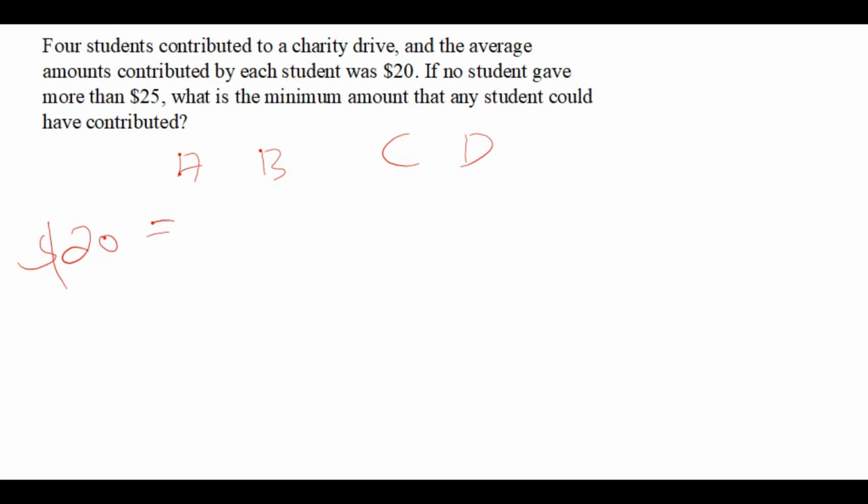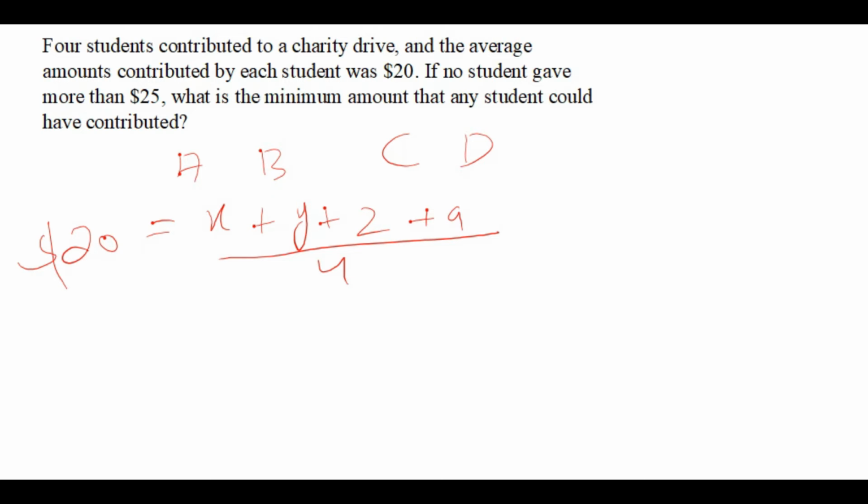For example, A contributed X and B contributed Y, C contributed Z and D contributed A. Okay, there are the four. Now it says if no student gives more than $25, meaning that $25 is the maximum, what is the minimum amount that any student could have contributed?